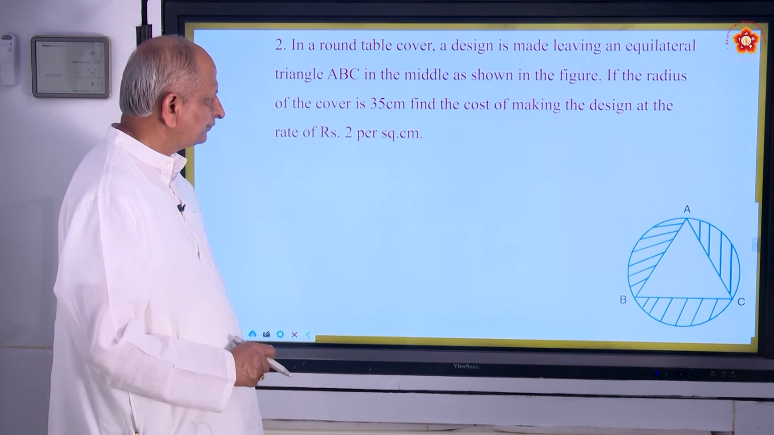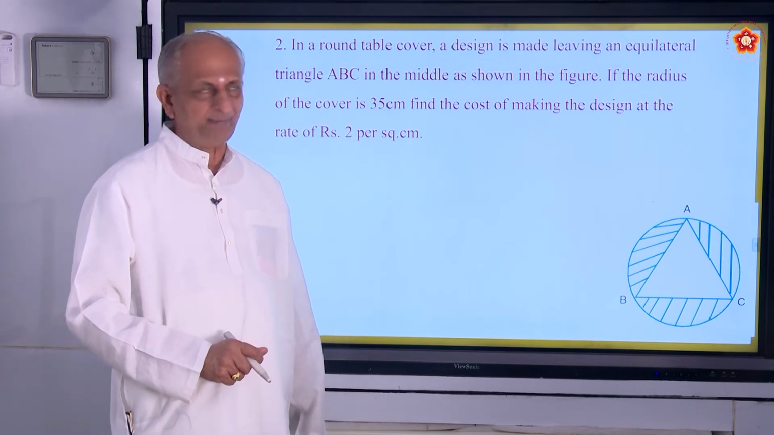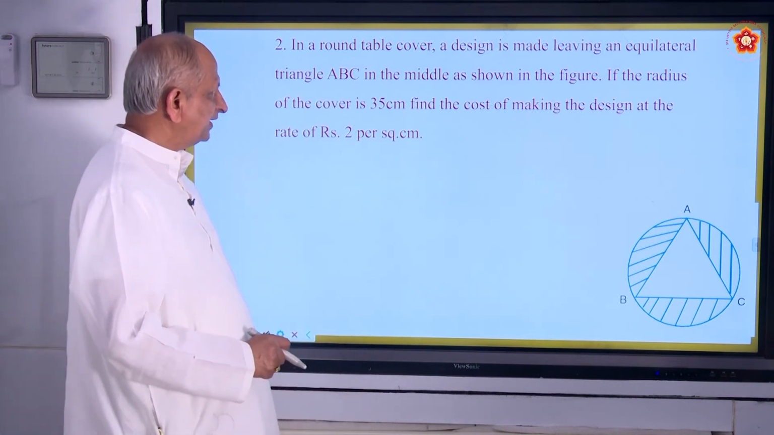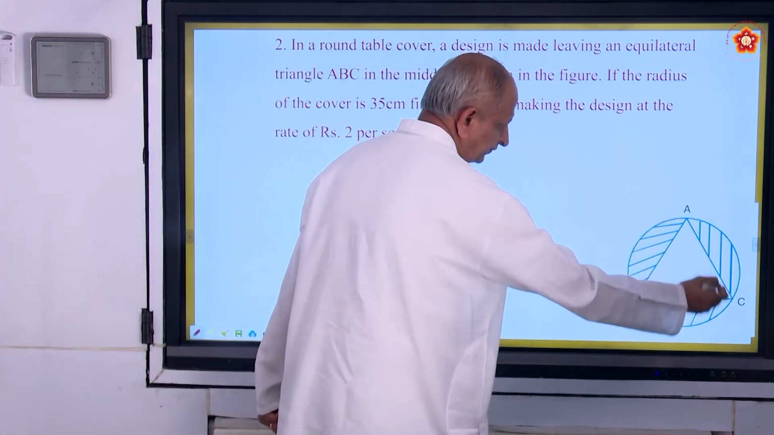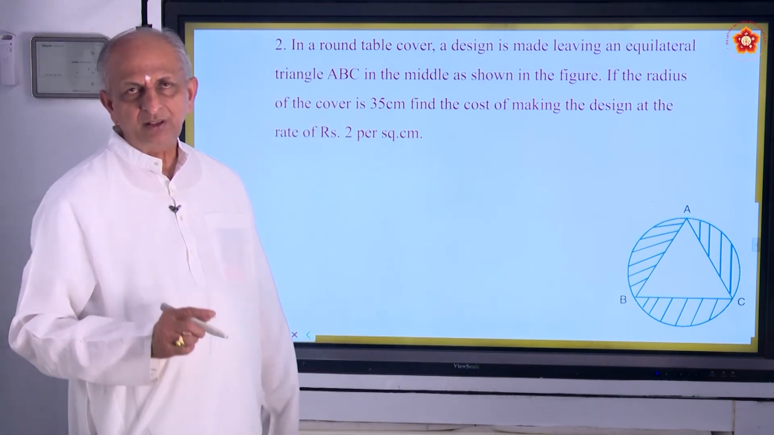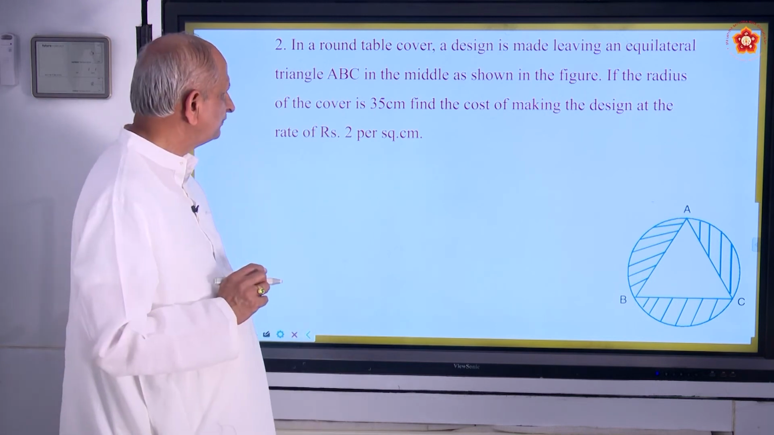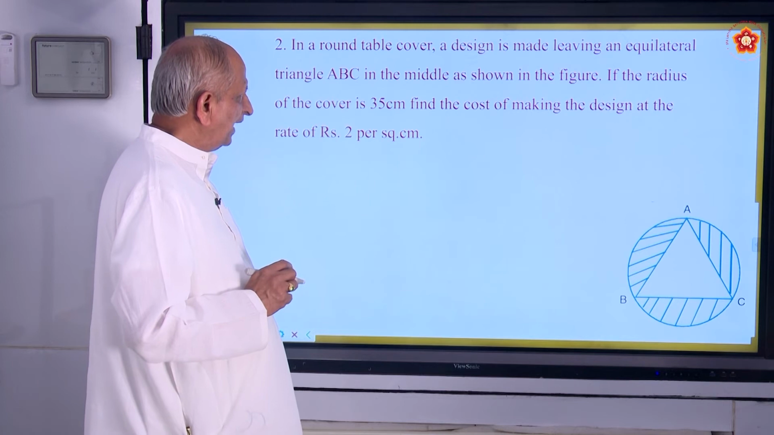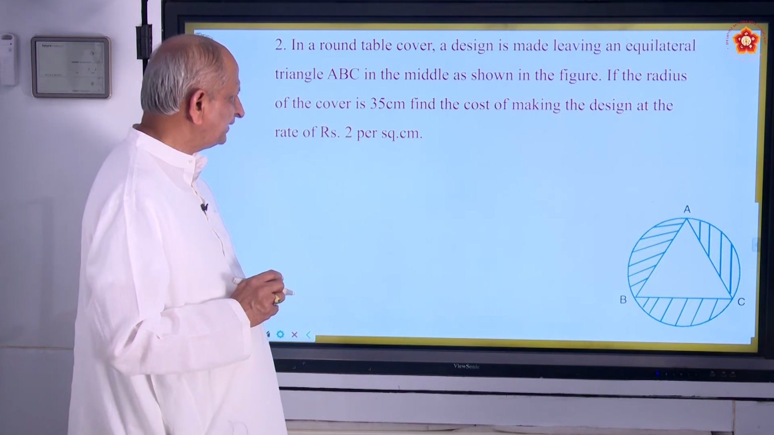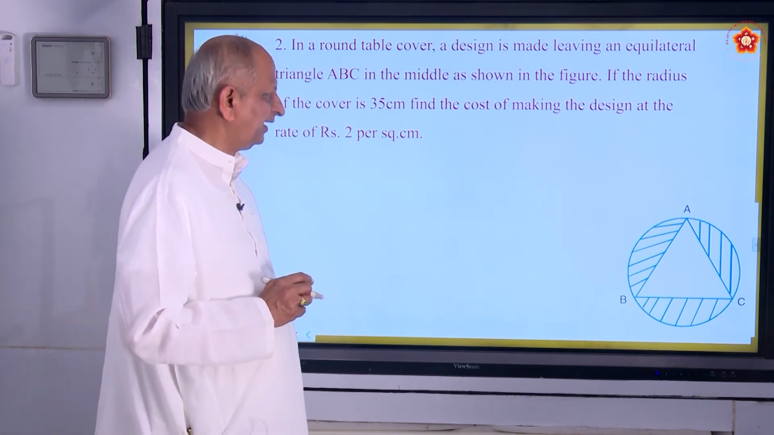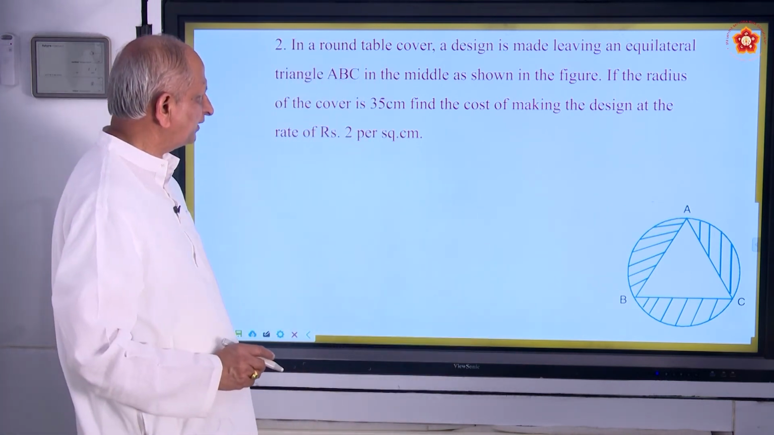Okay. Now coming to the next problem, in a round table cover. So it is a table cover. The design is made leaving an equilateral triangle ABC in the middle, as shown in the figure. What do you mean by an equilateral triangle? All the sides are equal, all the angles are equal, right? The radius of the cover is 35 centimeters. Find the cost of making the design at rupees 2 per square centimeter. So they are asking to find the cost of this design.